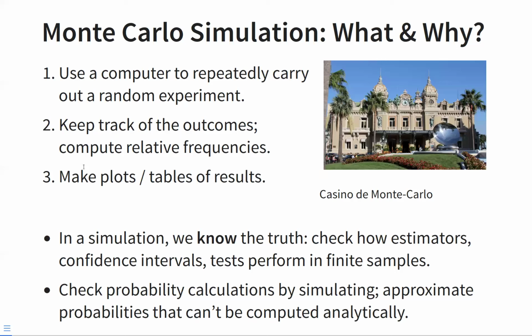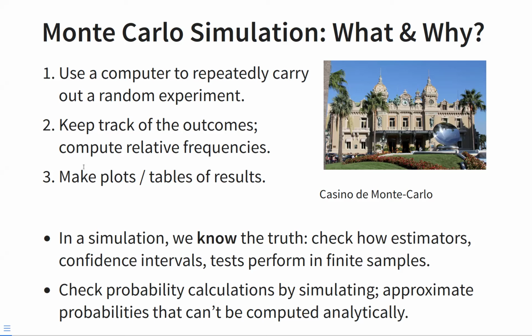We're going to keep track of the outcomes, and then we're going to compute relative frequencies, maybe summarizing them and plotting them in some way. The point of all of this is that in a simulation, we know the ground truth. We know how the data were generated, and that means we know the values of any parameters that in real life we'd be using data to infer. This allows us to pretend that we don't know the truth, and then check how well estimators, confidence intervals, tests, and other statistical procedures actually perform in finite samples. Because we're only pretending we don't know the truth. In the simulation, we actually do know it, so we have a basis for comparison.